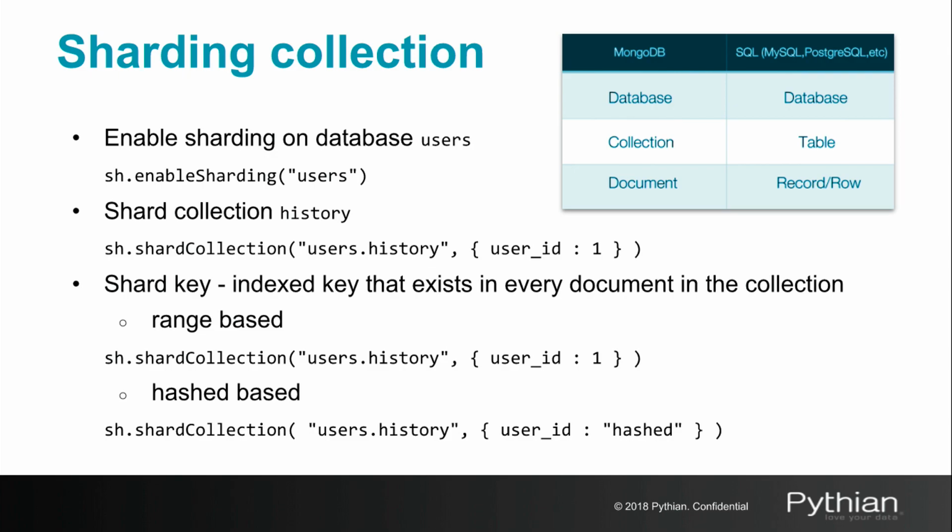The shard key is an index key that must exist in every document in the collection, and we have two types of sharding with MongoDB. The first one is range-based, where we shard by ranges of the shard key, and the second type is hash-based sharding, where we shard the data based on a hashed index on the shard key.